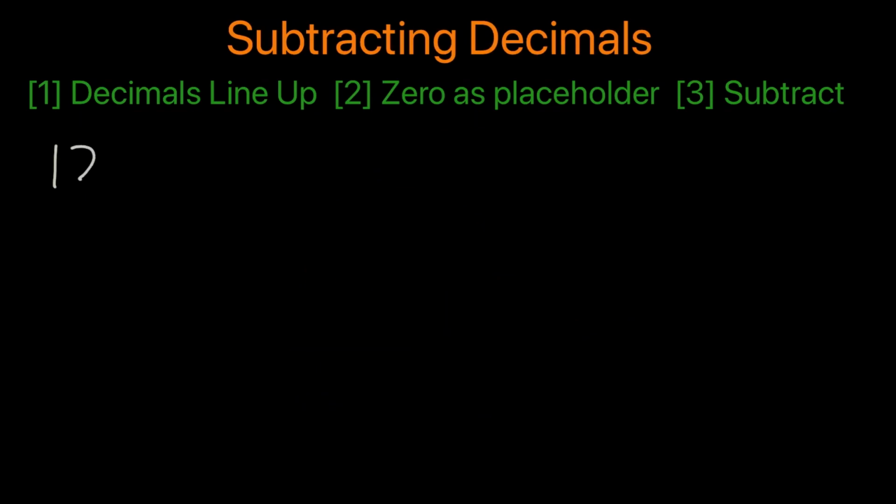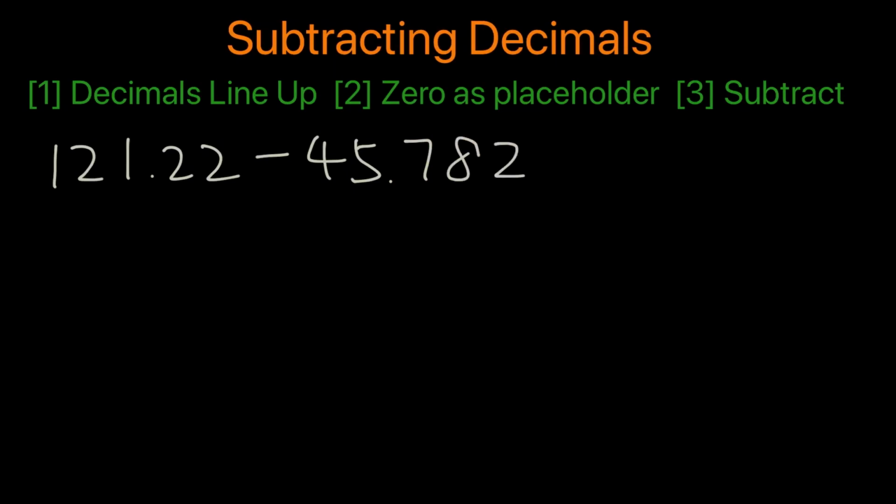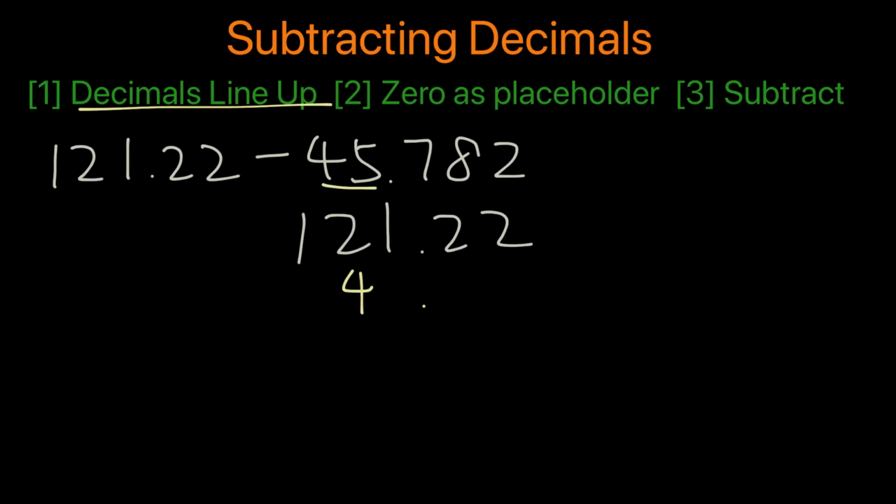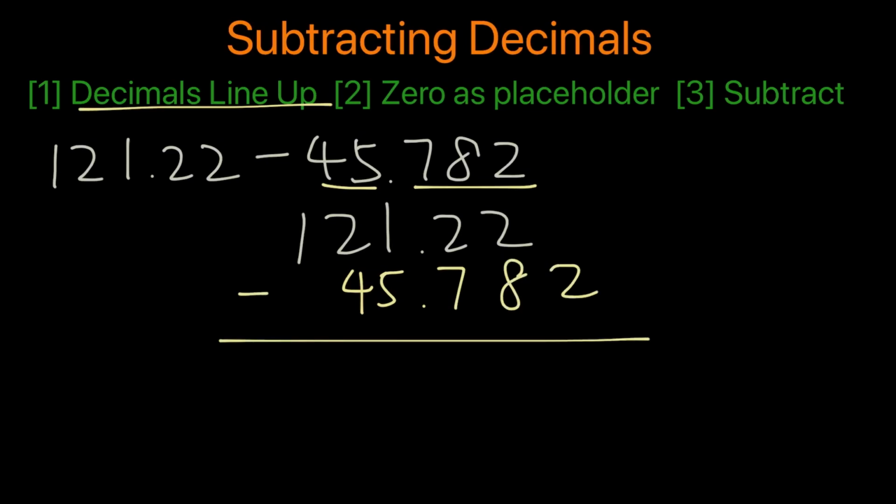Here's another question. 121.22 minus 45.782. So we will rewrite it like this, 121.22. Then we need to line up the decimal. So decimal point here. Then we put 45 here, 782 here. Now there's an empty spot here, and we need to place a 0 as a placeholder.